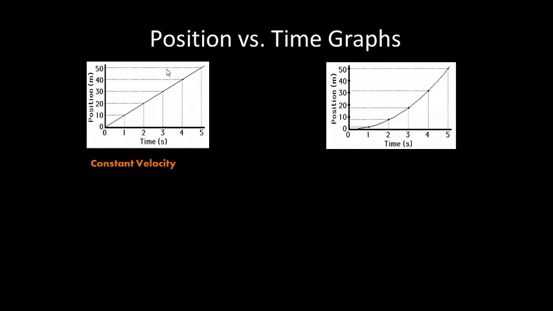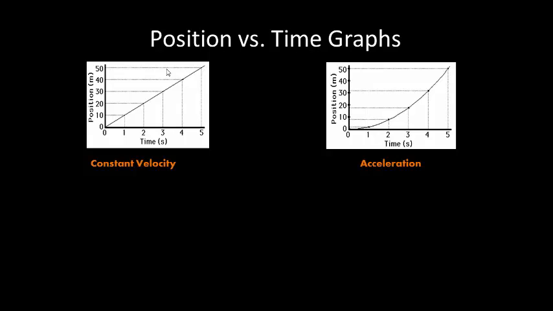Compare that graph to the one on the right. What's different about the two? Hopefully you noticed that on the graph on the right, we are no longer covering the same amount of distance every second that goes by. What that means is that we are accelerating.